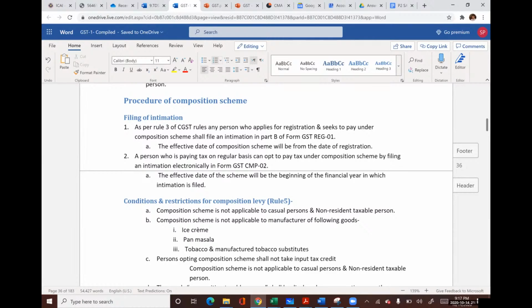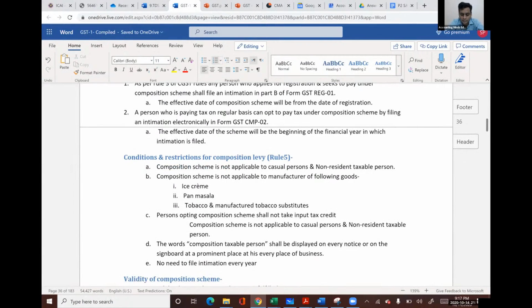The effective date of composition scheme will be from the date of registration. So whenever they give the registration, from that day, she is a registered dealer under composition scheme. Next. A person who is paying tax on a regular basis can opt to pay tax under composition scheme by filing an intimation electronically in form GST CMP-02.